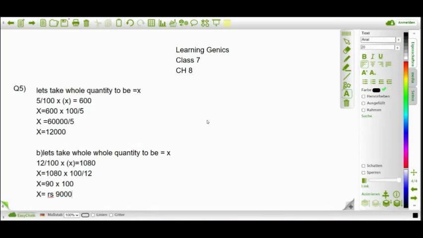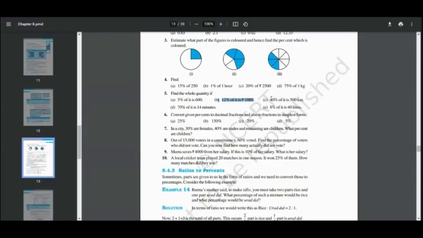Now this was B. Now I'm going to write the answers to C and D. Let's have the question. Same for the E part. 40% of it is 500 kilometer.